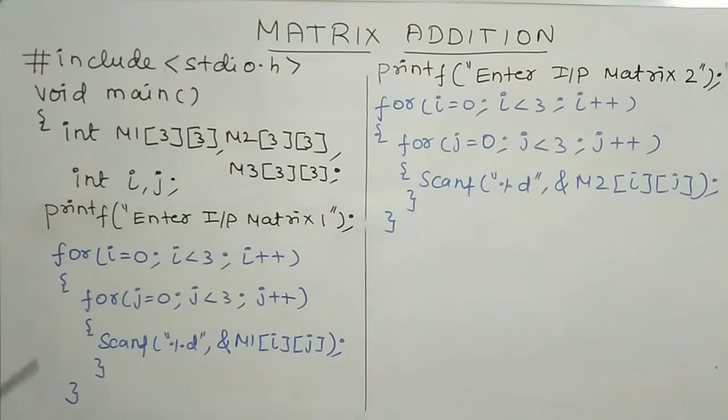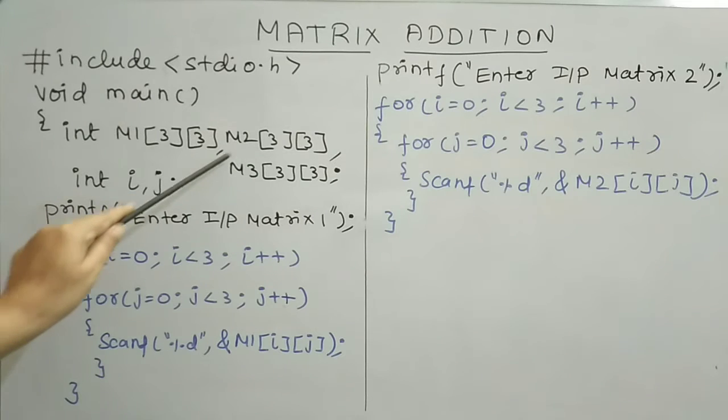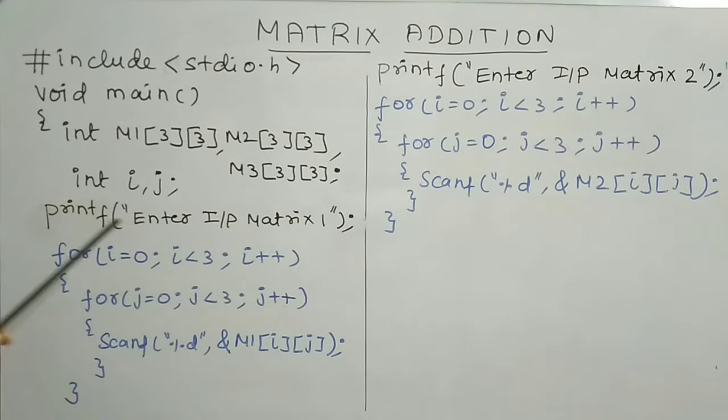We have written a C program. Inside the main function, first is the declaration part. In the declaration section, we have declared three matrices M1, M2 and M3 as two-dimensional arrays. M1 and M2 are input matrices. M3 is going to be my output matrix. In addition to this, we have declared two integer variables i and j, which are going to hold the index positions of these matrices.